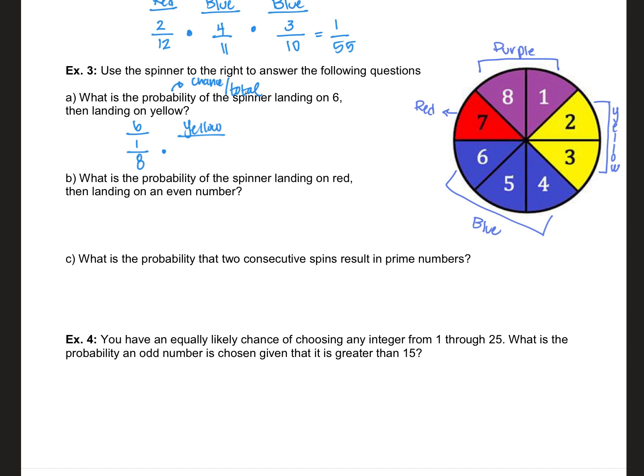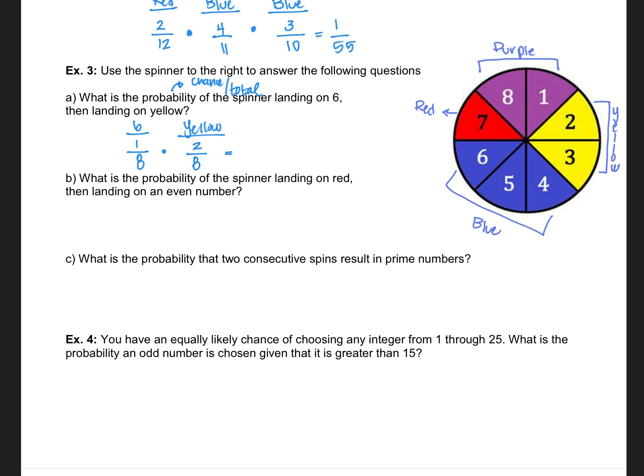Then the chance of spinning and it landing on a yellow. Well, I have 2 spaces here that are yellow, so my chance is 2, again, out of the total of 8. Now, the reason I'm not decreasing the total is because I'm not taking a piece of the spinner away. We landed on the 6 the first time. I didn't remove that part of the spinner, so they still have a chance of 8 total spaces to land.